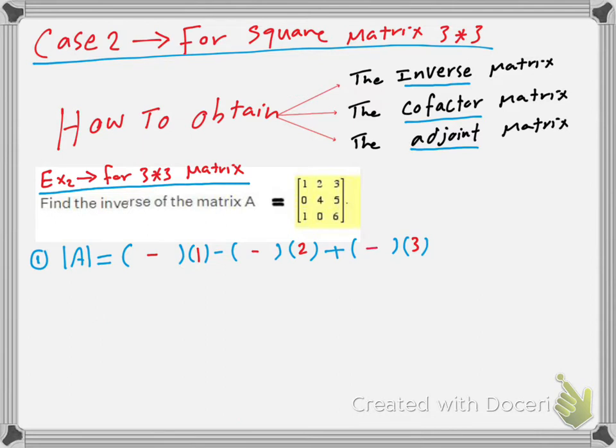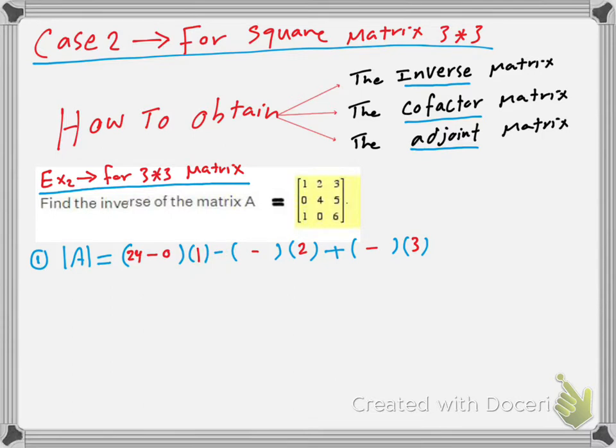Then to fill the first bracket, I go to the first number, which is 1. I hide its row and then its column. How many elements will remain? 4. Just make multiplication between them: 4 multiplied by 6 is 24, and 5 multiplied by 0 is 0.